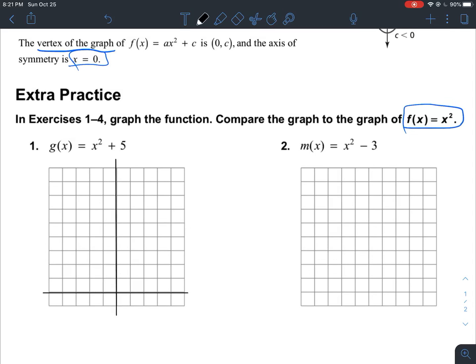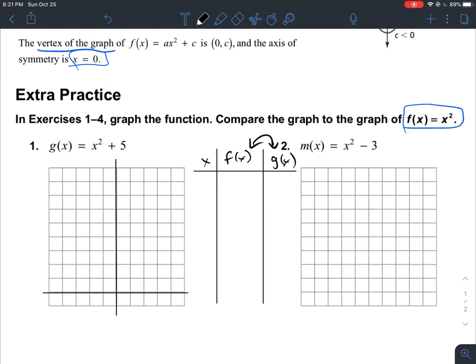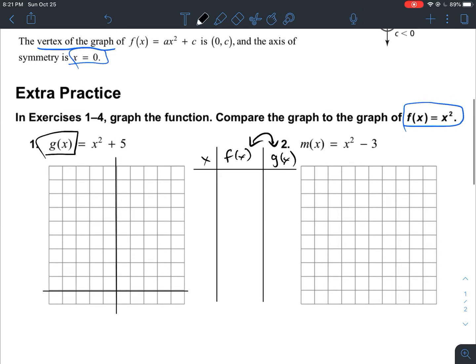If I want to go ahead and do this, I'll make my table like I was doing last time in 3.1. Here I'll put in f of x, and in this column I'll do g of x. Remember that these are outputs of two different functions. f of x is the parent function, and g of x is this function right here. The x column is the input column.